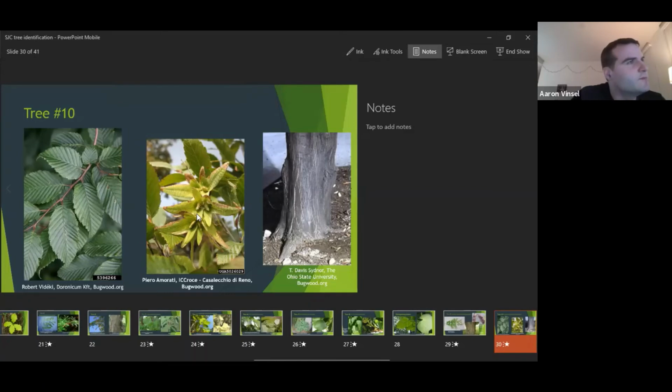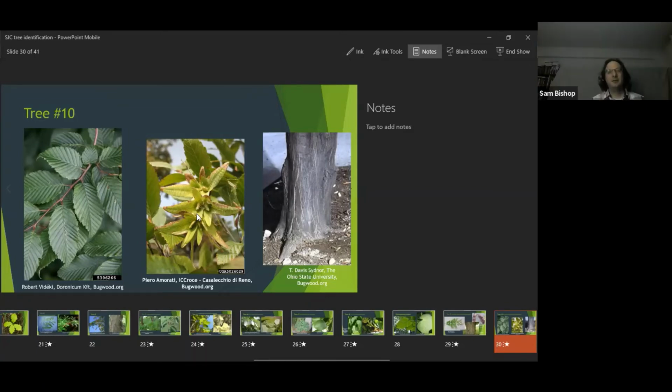Is it an elm? It's not an elm, but that's certainly close based on all the leaf features. The elms typically have uneven leaf bases, and these are pretty even. But an elm is about as close as you can get without being right.